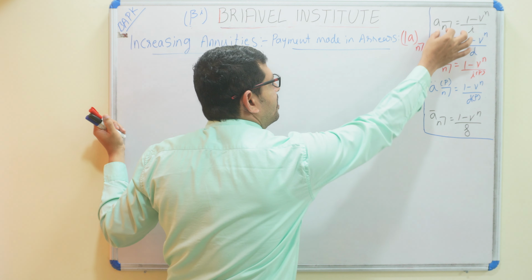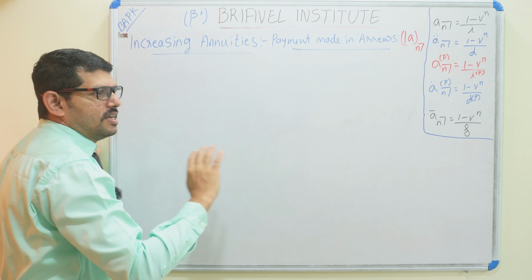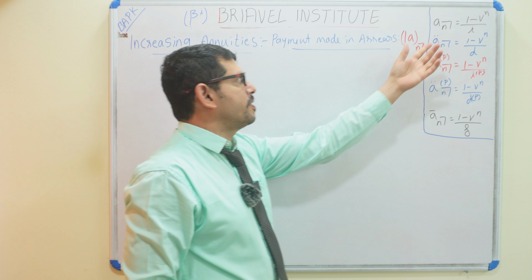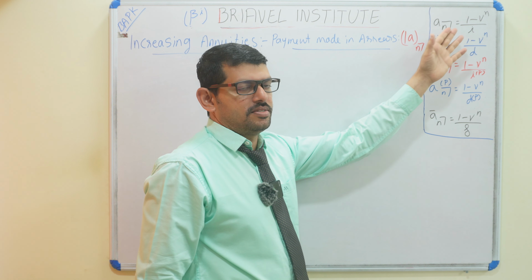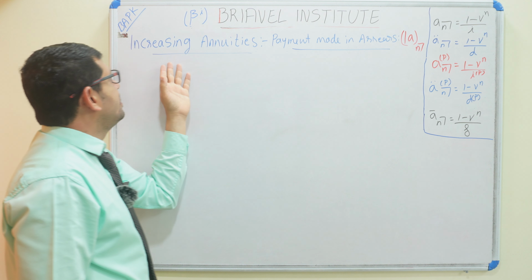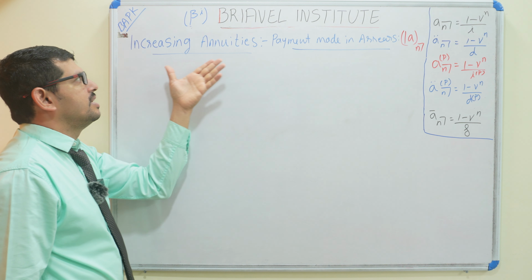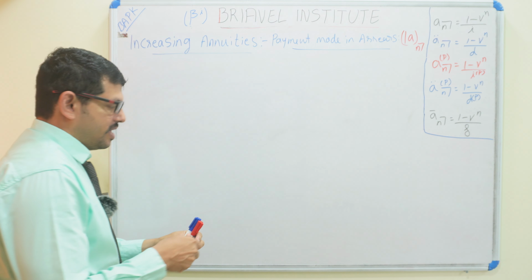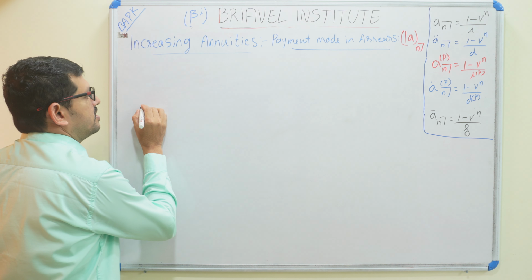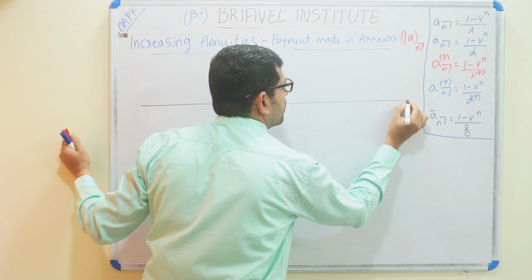So what is the particularity here? It is a constant payment, the same payment amount every year. But here it is an increasing annuity. The annuity payment is increasing every year. So we can see what an increasing annuity is, with an example.